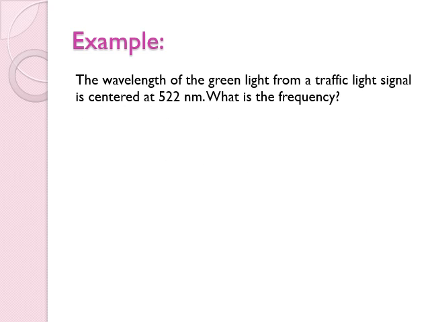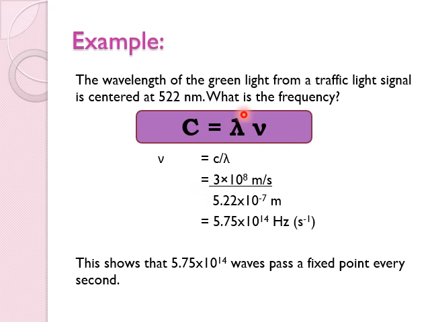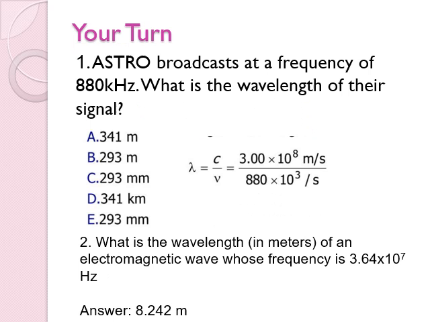Another problem says that the wavelength is given, what is the frequency. Again, use the same formula, the speed of light is equal to the wavelength times the frequency. So rearrange the equation. You want the frequency as the main item, so v is equal to c over lambda. So you get this one. This is a straight calculation. So you may do this as well.